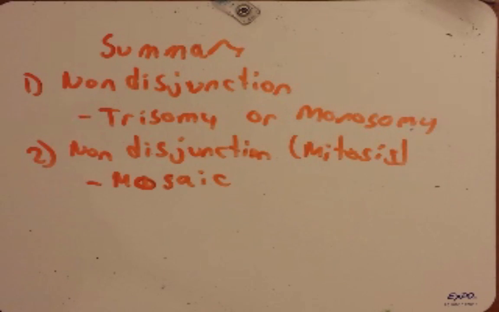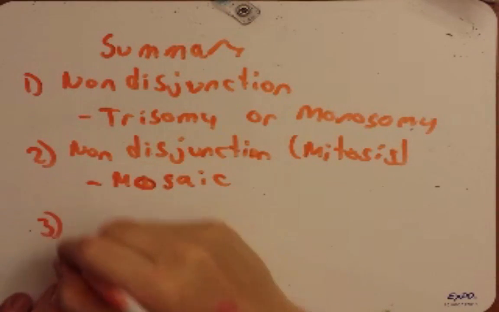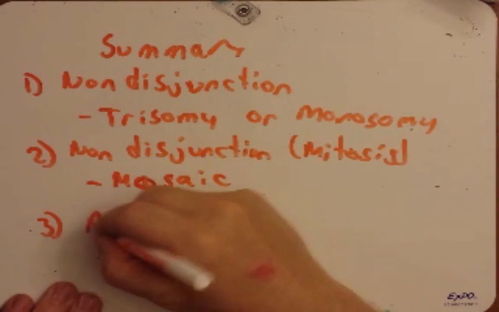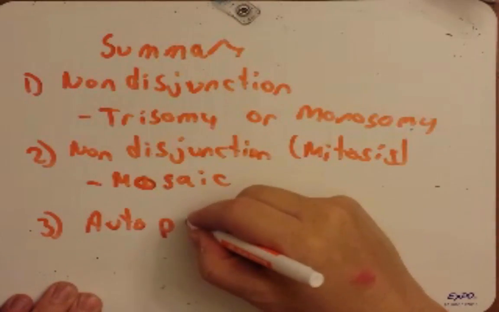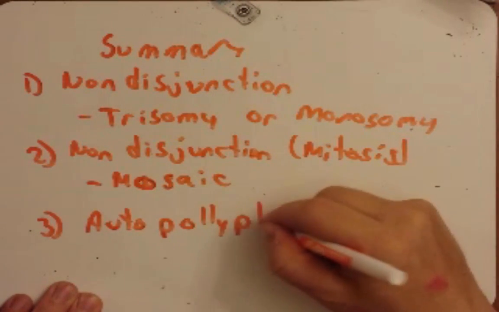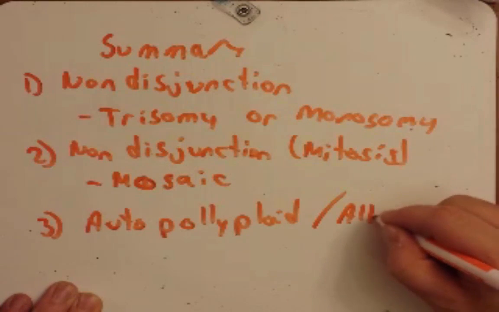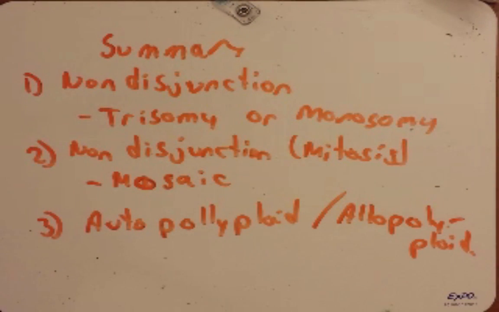We also talked about these 2 terms that are more likely linked to plants, and that is the differences between autopolyploid and allopolyploid. Okay, that's all I have to say for this podcast.